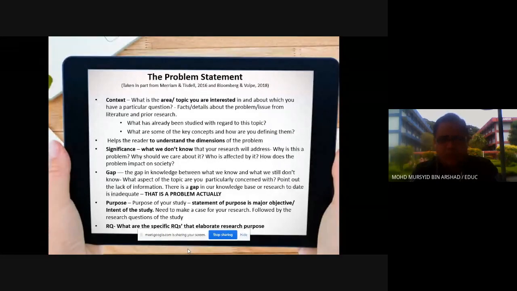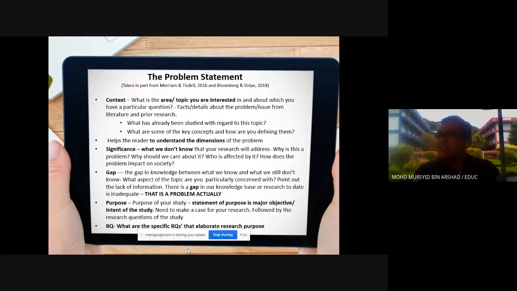So meaning that you can highlight, maybe you can ask yourself, what has already been studied with regard to this topic? You can ask yourself, what are some of the key concepts and how are you defining them? So you can put it in the context, okay? And this part, you want to help the reader understand the dimension of the problem. So you highlight it in this context. So how long should the context be? Maybe one paragraph, all right? So one paragraph.